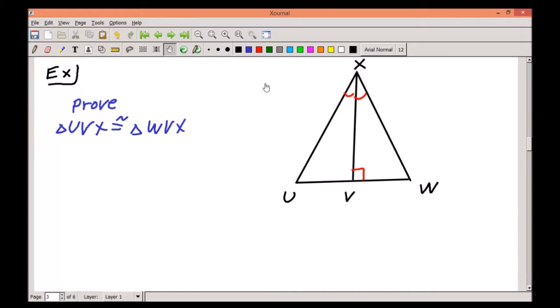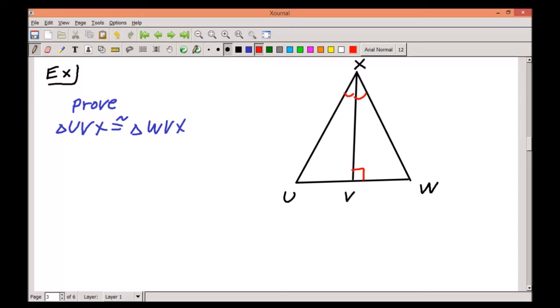Let's do an example with that new postulate. We're trying to prove these 2 triangles congruent, the triangle on the left and the triangle on the right. We're given that the 2 upper angles are congruent, so angle UXV and angle WXV are congruent, and I have that marked off. You're also given that the triangle on the right has a right angle, which you see marked off as well. So what do we know?